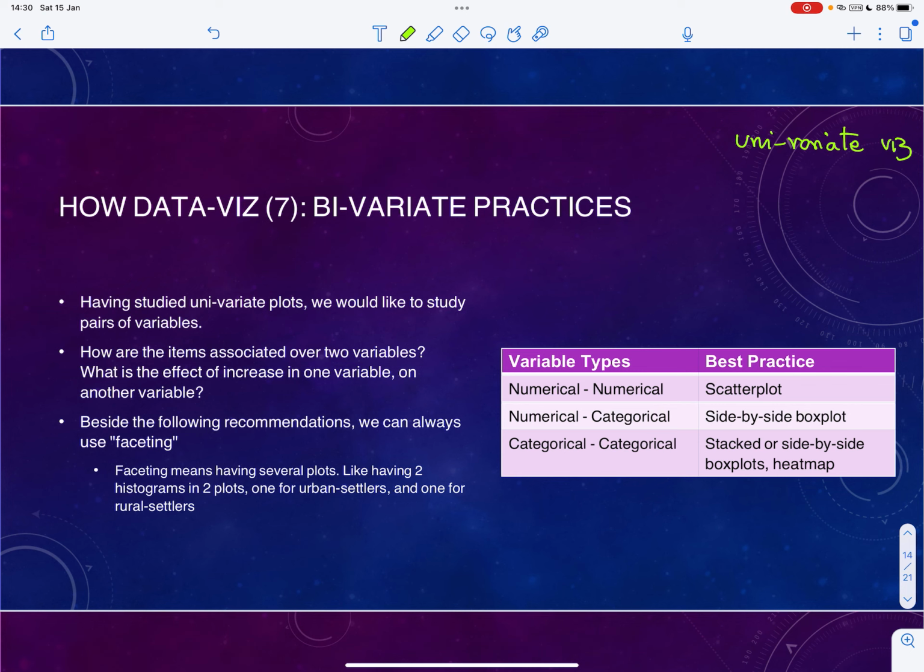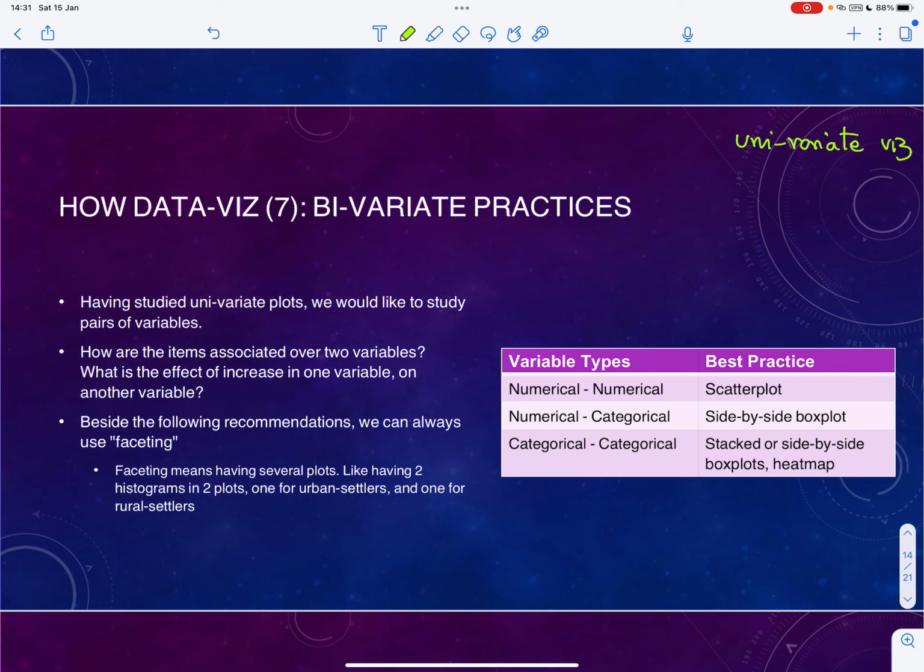It is very, very common that we want to study the relation between two variables. Having studied univariate plots, we would like to study pairs of variables. How are the items associated over two variables? What is the effect of increase in one variable on another variable?